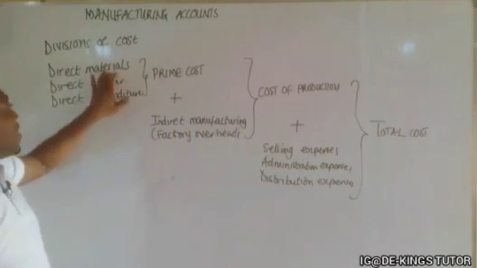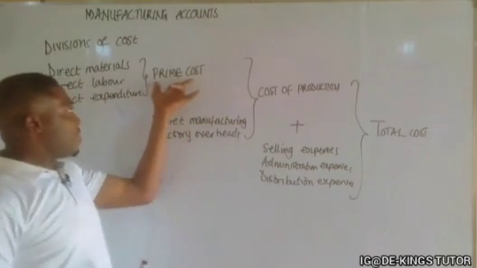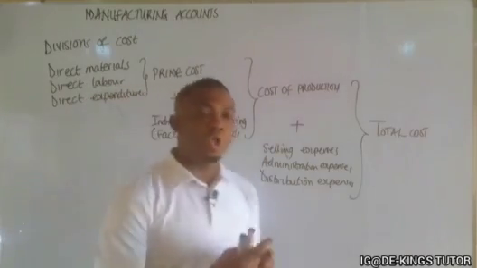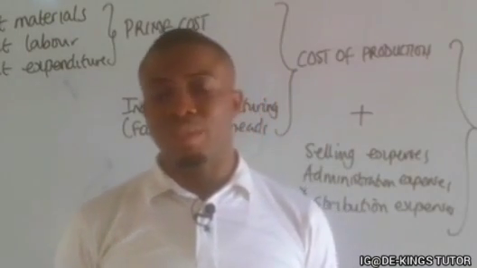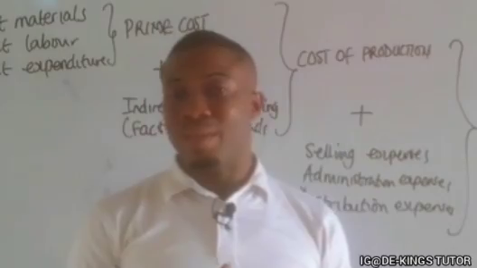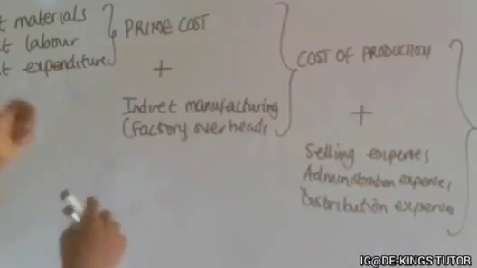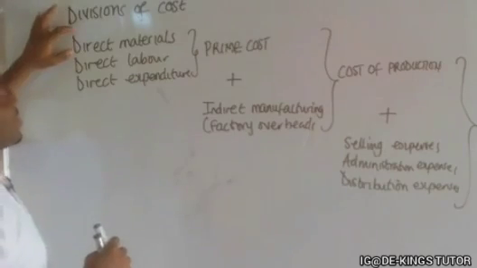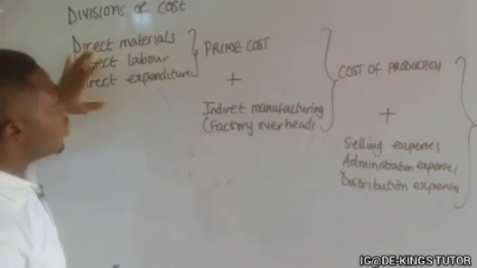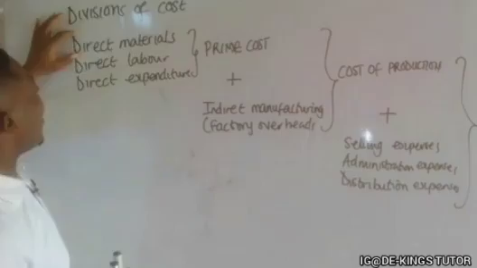Now, direct materials. Let me start from the prime cost. The prime cost refers to the total summation of all direct expenditure. That is, the total of the direct materials, the direct labor, and the direct expenditure gives what we call the prime cost.